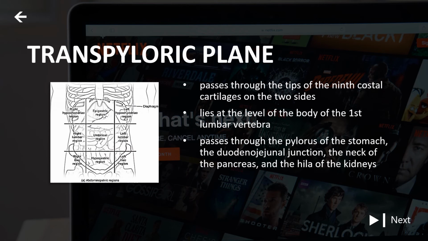Transpyloric plane. The horizontal transpyloric plane passes through the tips of the ninth costal cartilages on the two sides. That is, the point where the lateral margin of the rectus abdominis or the linea semilunaris crosses the costal margin. It lies at the level of the body of the first lumbar vertebra. This plane passes through the pylorus of the stomach, the duodenojejunal junction, the neck of the pancreas, and the hila of the kidneys.